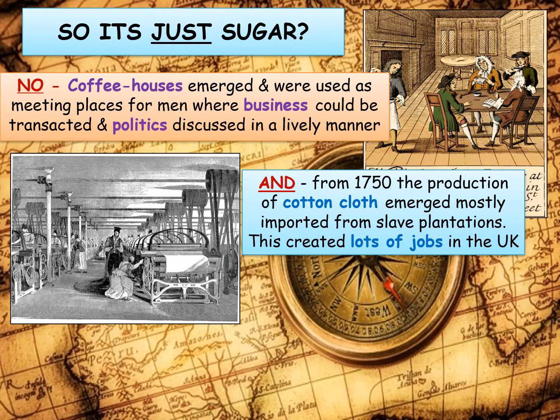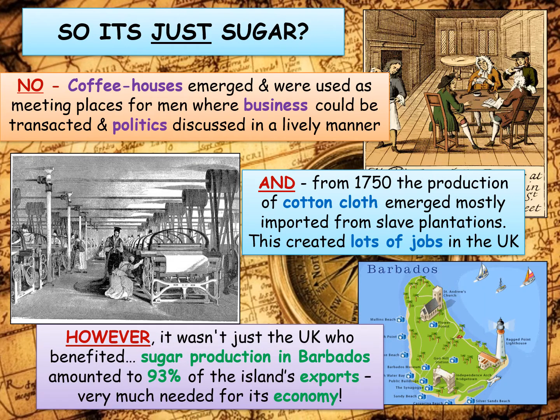Then from about 1750, you've got cotton cloth being produced from the slave plantations, creating a massive amount of jobs in the UK as well, but really important. So cotton becomes another good that they're transporting. But it wasn't just the UK who benefited. Sugar production in Barbados, for example, accounted for about 93% of the island's exports, which meant that that was the main thing that they were actually trading for their economy. It was an awful lot of money coming in, which meant that island became very wealthy very, very fast.